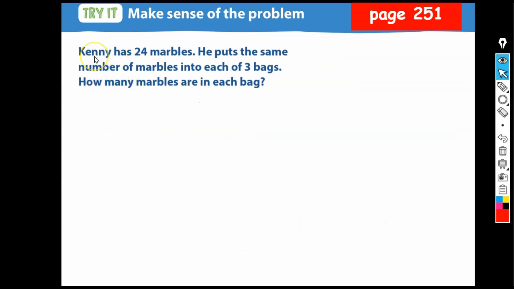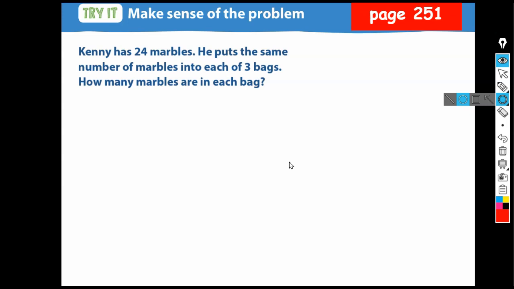All right, I'm going to give you an example right here. It says Kenny has 24 marbles. So what's the total? Okay, we're on page 251. He puts the same number of marbles in each of three bags. So how many bags? Three. How many marbles are in each bag? Do we know how many are in each bag? I haven't done anything yet. But I do know what the total is. How many marbles does he have altogether?